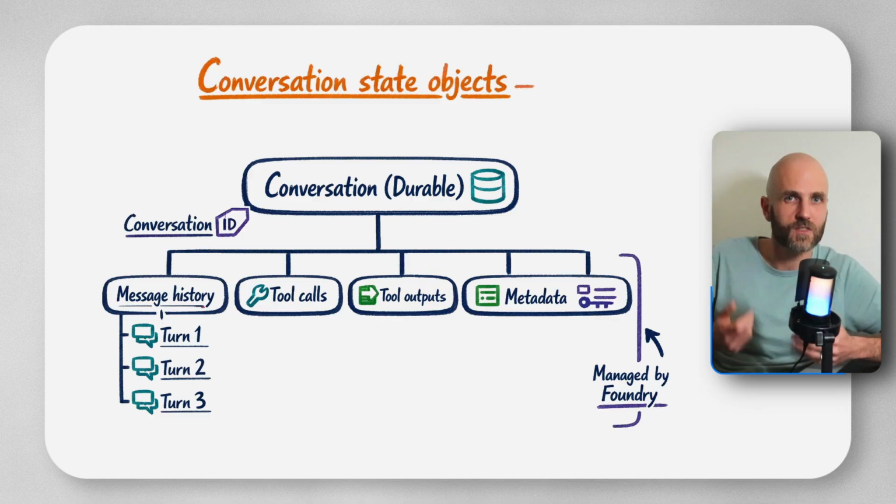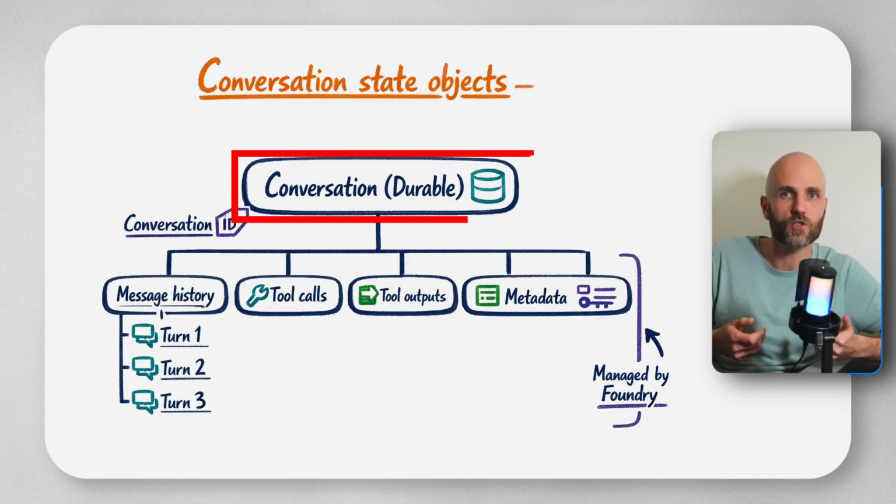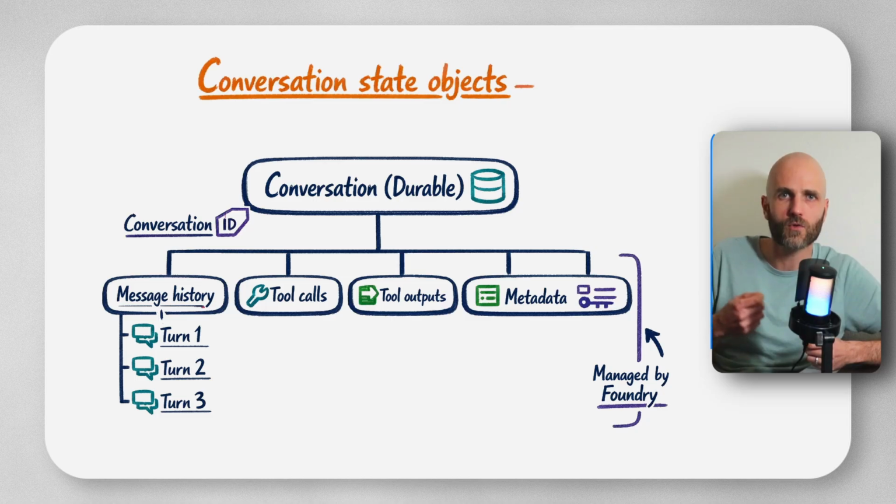One more key thing Foundry manages for me is conversation state. Foundry creates a durable conversation object with unique IDs. It stores the message history, tool calls, tool outputs, and metadata across turns. I don't build any of that, it's just there.